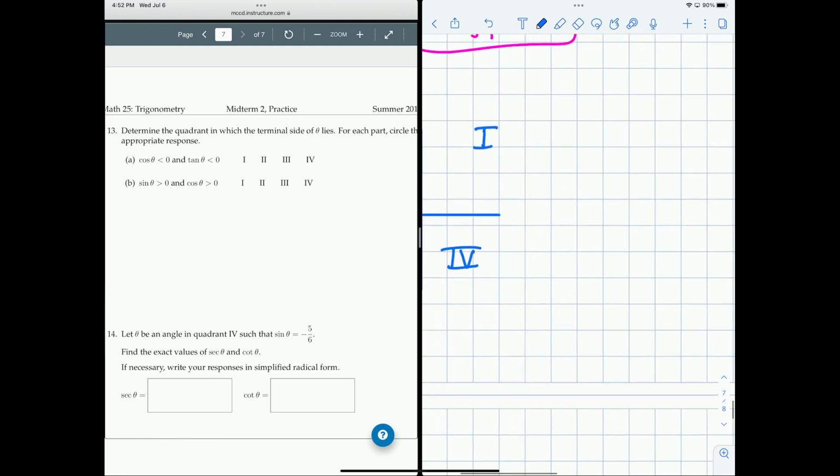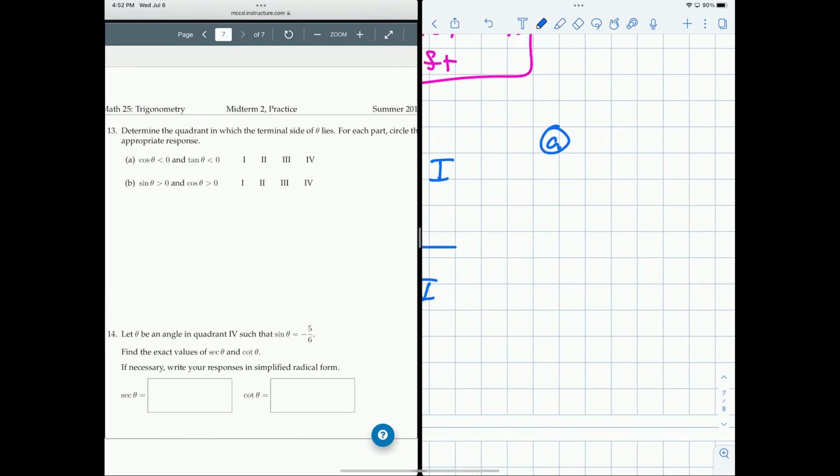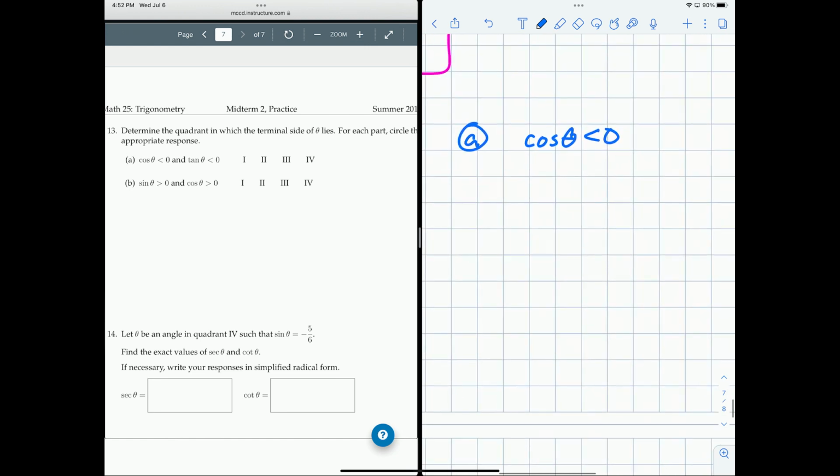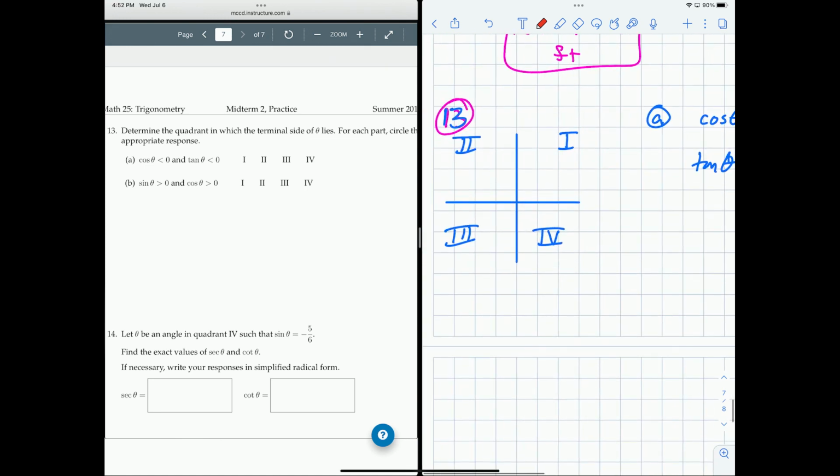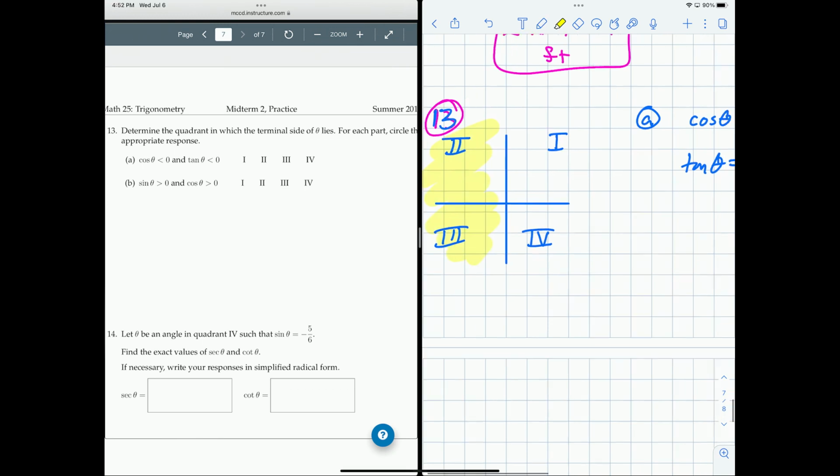Okay, so on problem A, they say that the cosine of theta is less than 0, and the tangent of theta is also less than 0. You need to interpret this. If cosine theta is less than 0, remember that the cosine is the x value. So x is less than 0. That means you're here, right? X less than 0 is the left side of the graph.